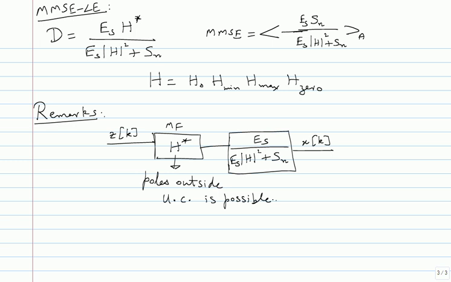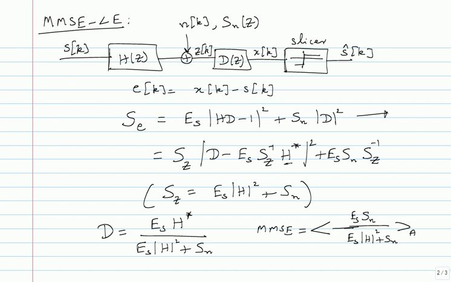What is H star of Z? H star of Z makes no sense. So whenever you do H star, it becomes H star of 1 by Z star. Is that clear or not? It has to become H star of 1 by Z star. There's no H star of Z. What's the confusion here? You're asking me what this H star is. If I write in terms of Z, it will become H star of 1 by Z star. See, if you're restricting to the unit circle, what is Z and 1 by Z star? Makes no difference, right? But outside, you have to write it as H star of 1 by Z star. That's the match filter. That's how you write it. Clear or not? What is the confusion here?